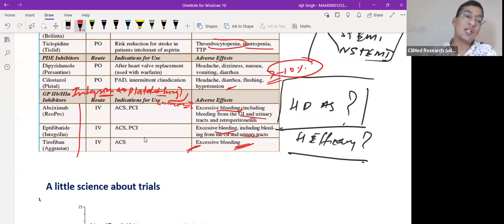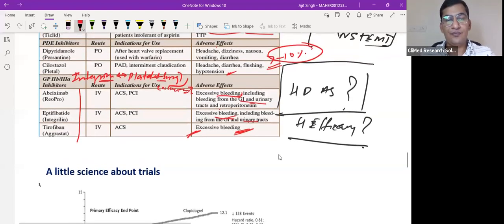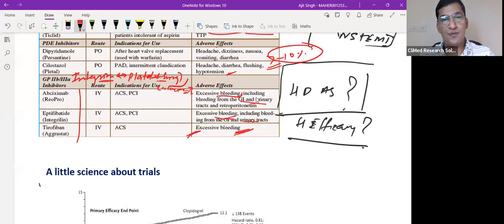Only in certain cases. So can someone tell me where we should give GP2b3a inhibitors? Right, guys, tell me when we should give GP2b3a inhibitors. Anyone? So yeah, someone is writing. No, unstable angina. No, yeah.